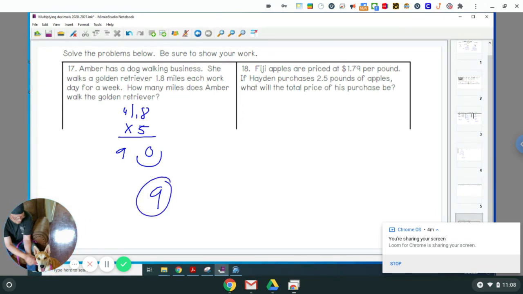So number 18, Fuji apples are priced at $1.79 per pound. If Hayden purchases 2.5 pounds of apples, which is full price. So this type of problem, you're going to see all the time. Math classes love these type of problems. So you're going to do 1.79 times 2.5.